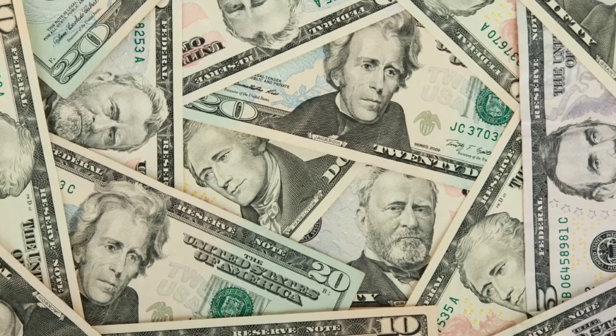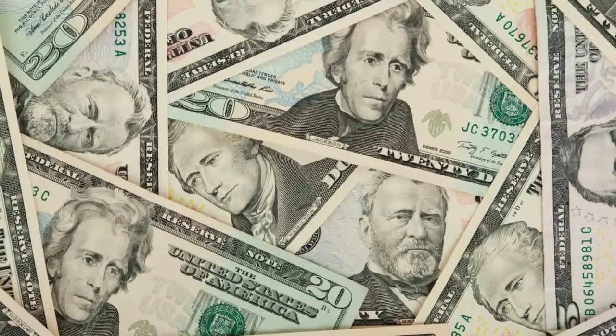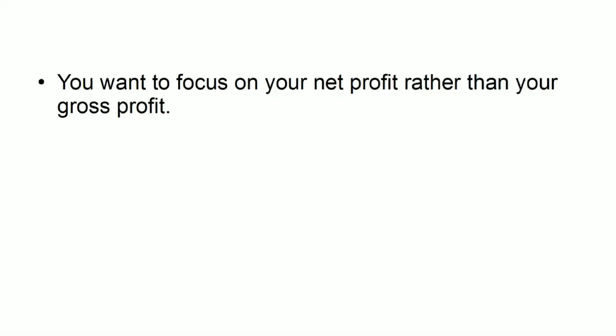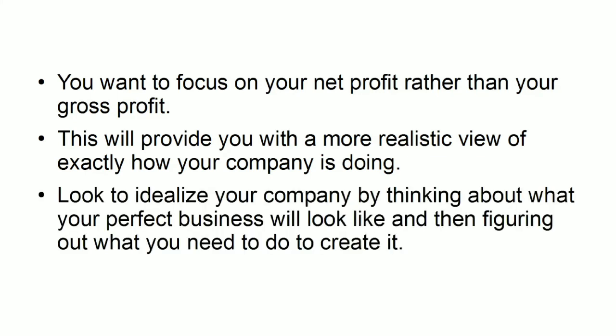Mind the money. When you put your business strategy together, you need to focus on sales, cash flow, and revenues, and you need to know how much money is being made every day. You want to focus on your net profit rather than your gross profit. This will provide you with a more realistic view of exactly how your company is doing. Look to idealize your company by thinking about what your perfect business will look like and then figuring out what you need to do to create it.